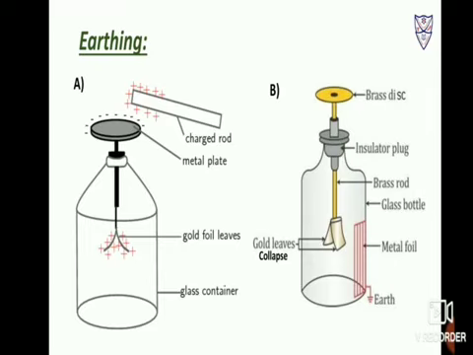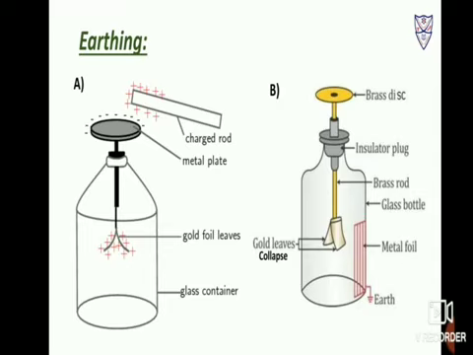Now students, let us learn about earthing. Again we are going to take an electroscope. We are going to charge the electroscope by touching its brass disc with a glass rod rubbed with a silk cloth. Now we will see that the leaves of the electroscope diverge; they open up.